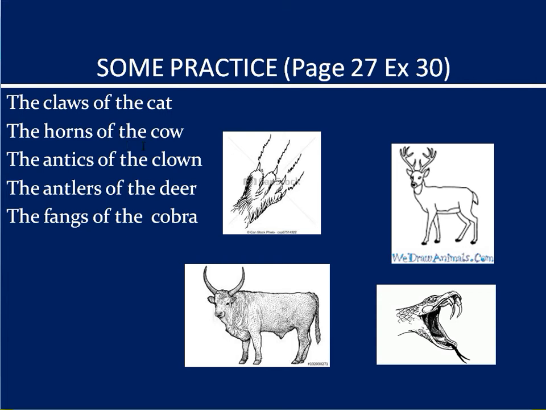Then the horns of the cow. Then the antics of the clown. Antics means a funny behavior or amusing act of a clown. Then the antlers of the deer. Here antlers are shown of the deer. The fangs of the cobra. Cobra is a kind of snake, and here the fangs are the teeth of the cobra.